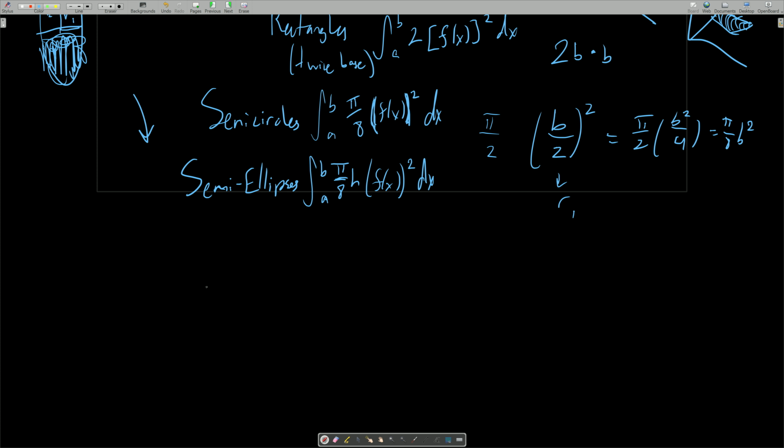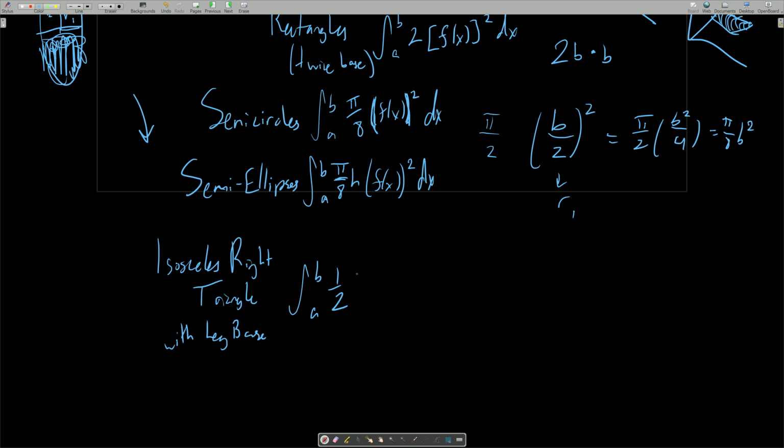You may also have cross sections of triangles. You could have an isosceles right triangle with the leg as the base. That's going to be 1/2 f(x) squared dx. It's 1/2 because imagine taking a square, you cut it in half, and this is your isosceles right triangle here, and you have the leg as the base here.